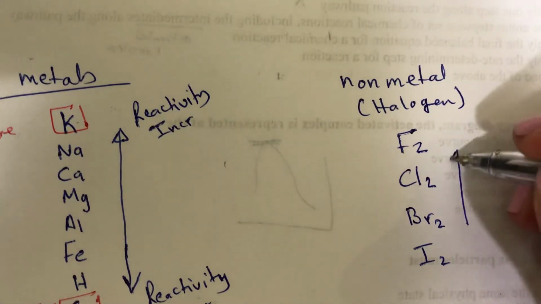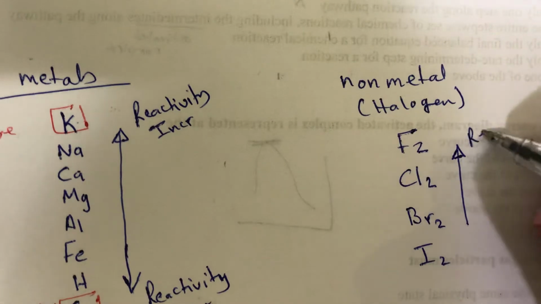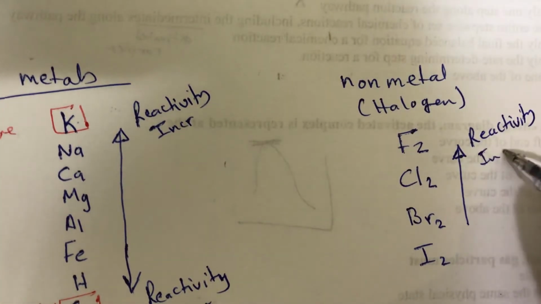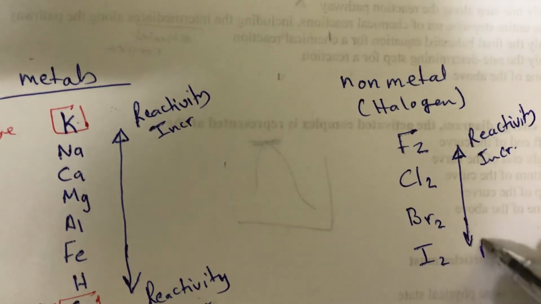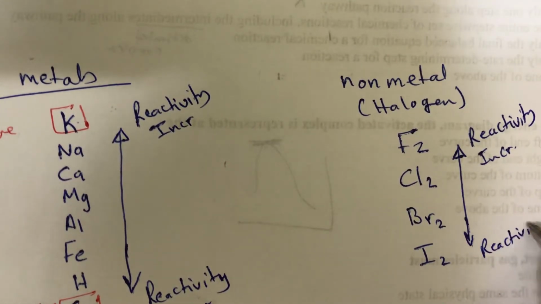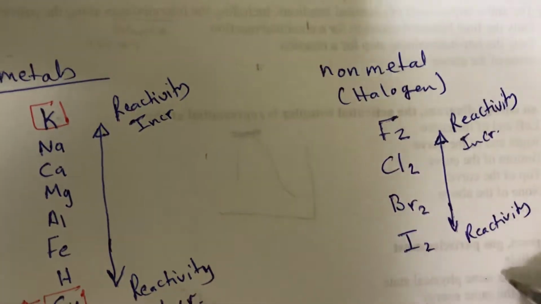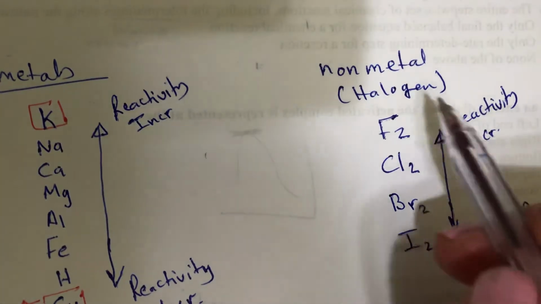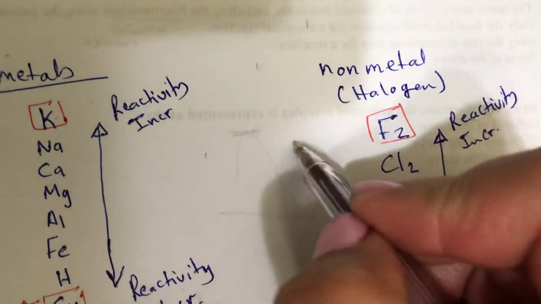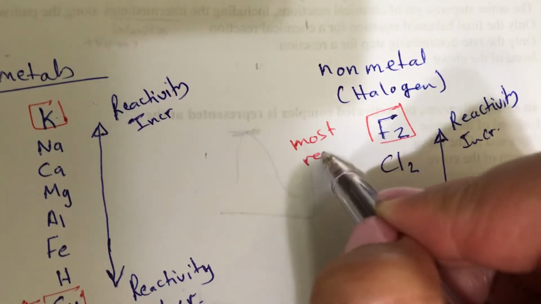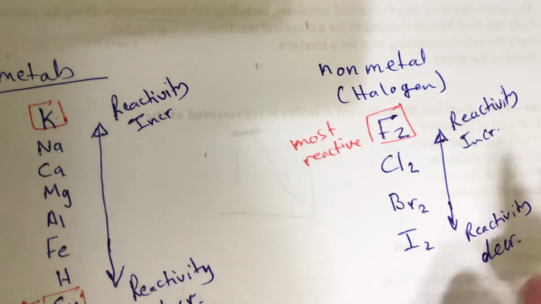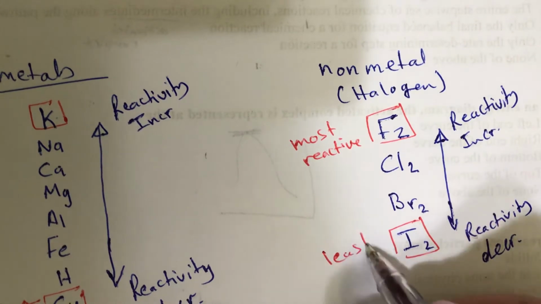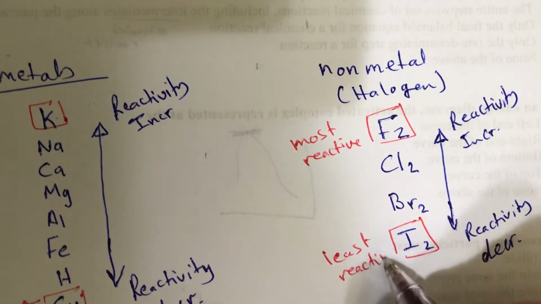So in this direction reactivity increases, and in this direction reactivity decreases. So here fluorine is the most reactive halogen, and iodine the least reactive halogen.